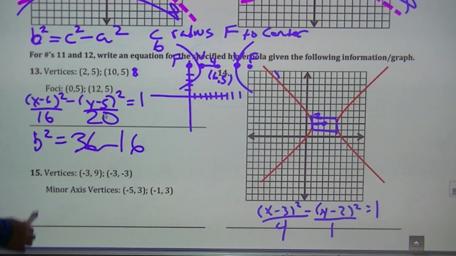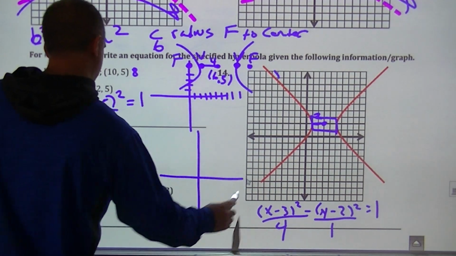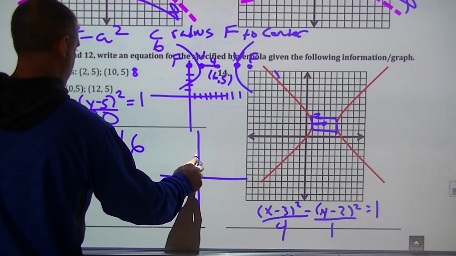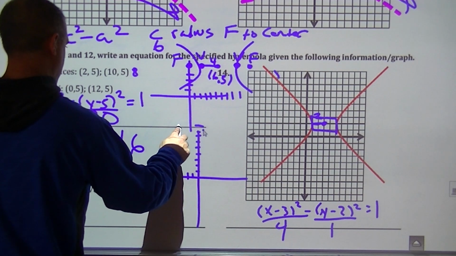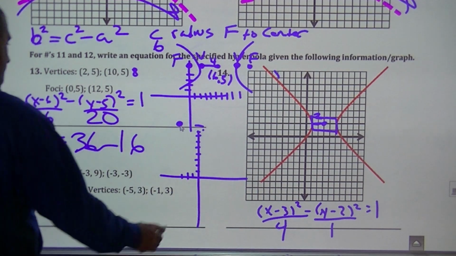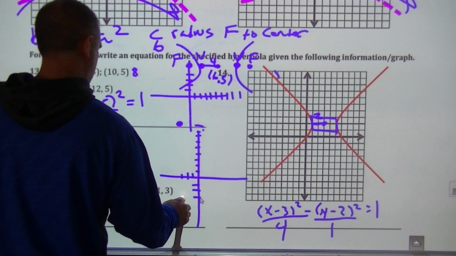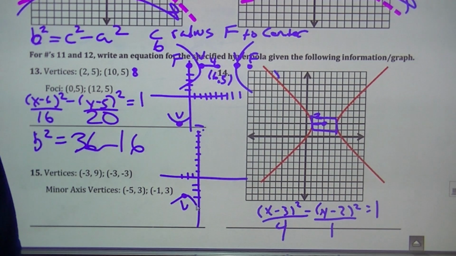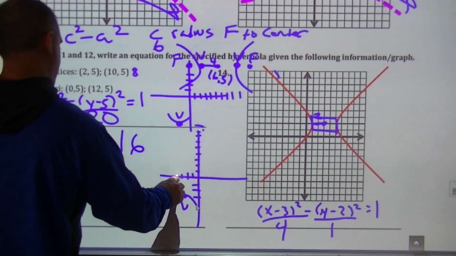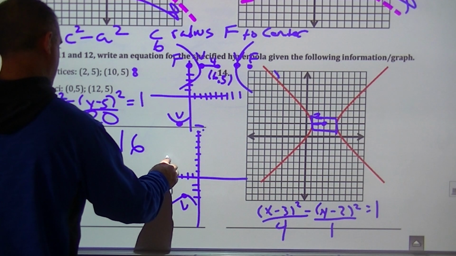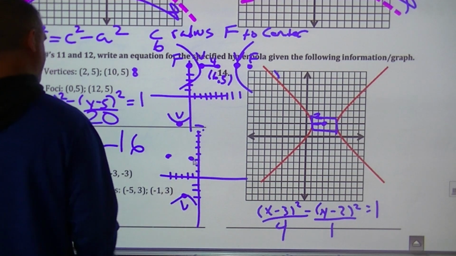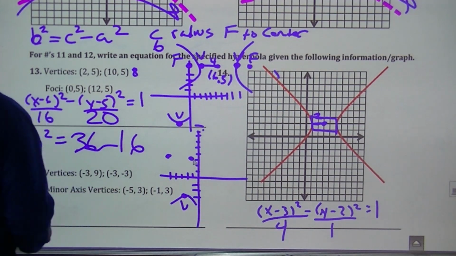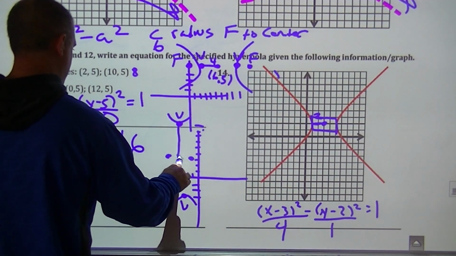Vertices: -3, 9 and -3, -3. Okay, so they're telling us these are the vertices, so that means it's going to open this way. Minor ones: -5, 3 and -1, 3. Now this is 12 spaces, so halfway would be 6. So that puts me right here.